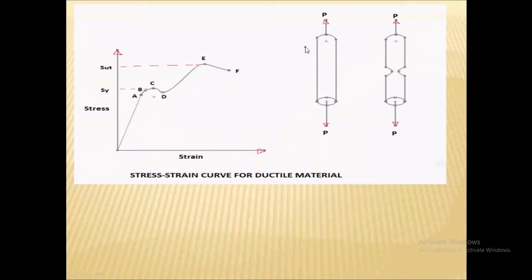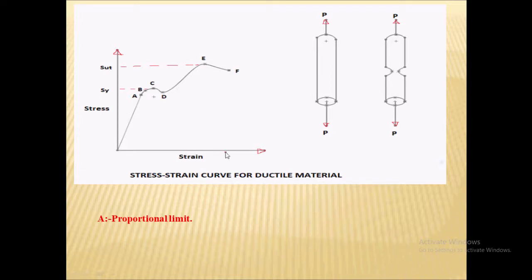So here we can see, for example, a specimen of mild steel is applied with the tensile load P as shown in this diagram. So let us see the points on this curve we are going to discuss. Point A is called the proportional point. Now why is this point called a proportional point? Because from the origin of this curve to point A, you can see this is a perfectly straight line.